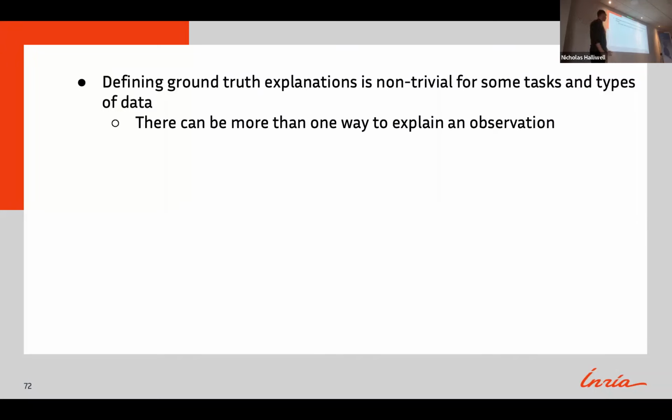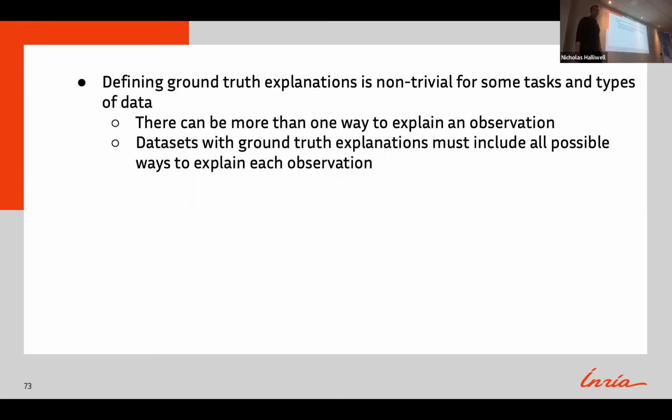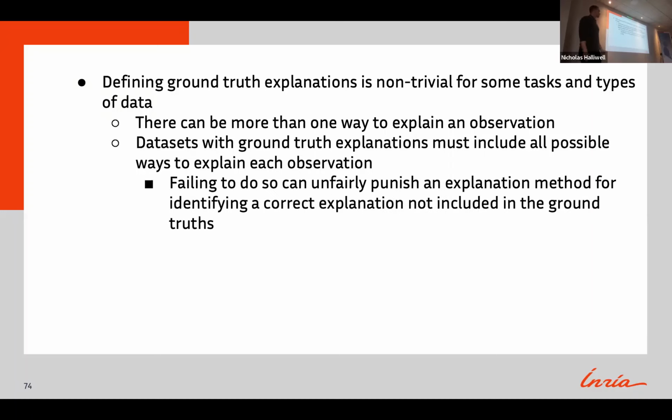Also, to note that there could be more than one way to explain an observation. And so datasets with ground truth explanations must include all of these possible ways to explain each observation. Otherwise, failing to do so would be unfairly punishing an explanation method that has identified some correct ground truth explanation that was somehow left out of the data.